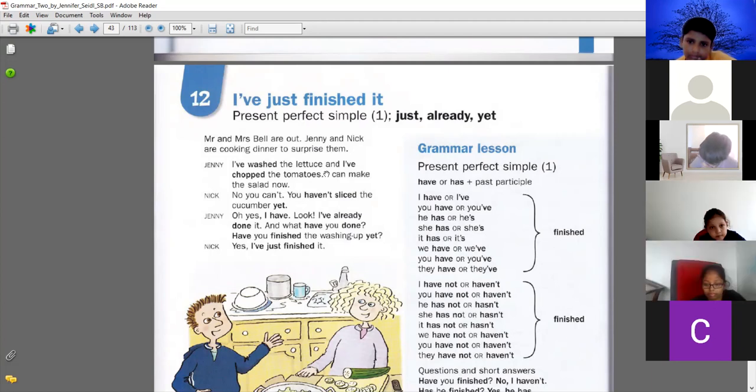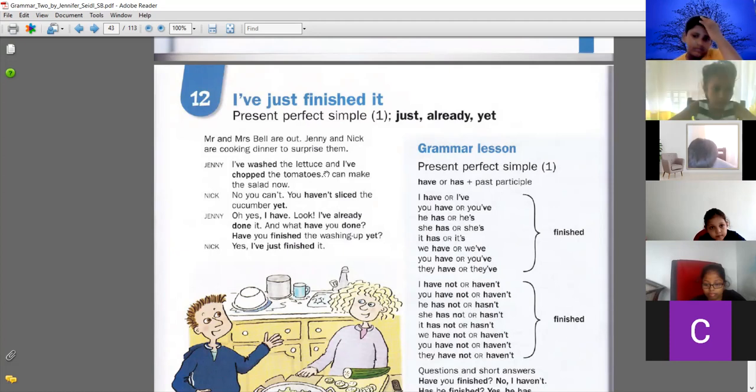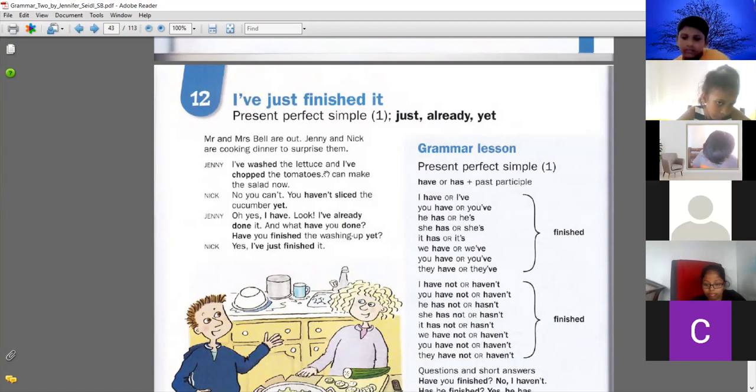Rehara, your sentence is, I've chopped the tomatoes. Okay. The subject is I. Have is the auxiliary verb. The past participle verb is chop. Okay. The object is the tomatoes. All right. Object is tomatoes.